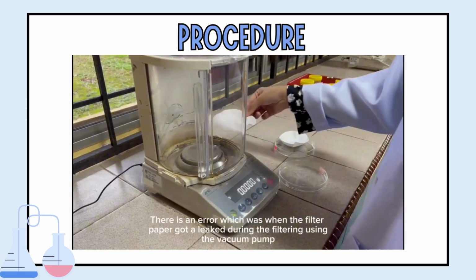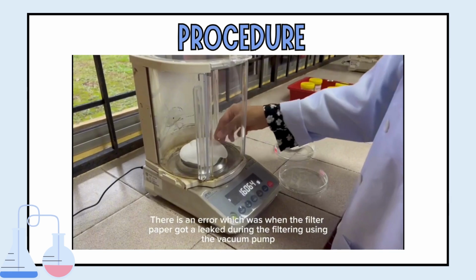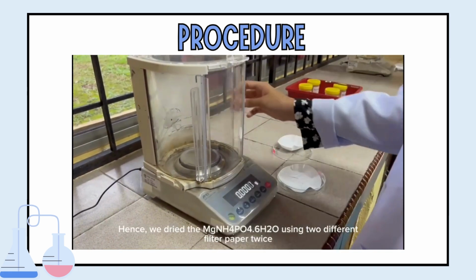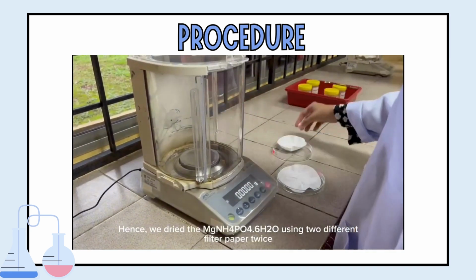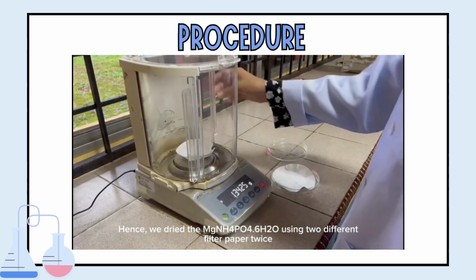We weigh the filter paper, but for our experiment, there was an error, which was when the filter paper got a leak during the filtering using the vacuum pump. Hence, we dried the magnesium ammonium phosphate hydrate using 2 different filter papers twice.